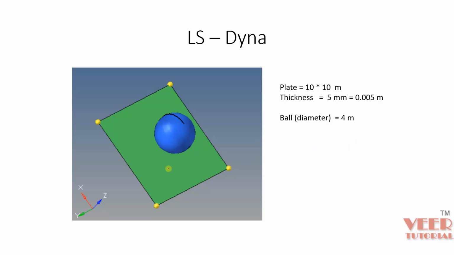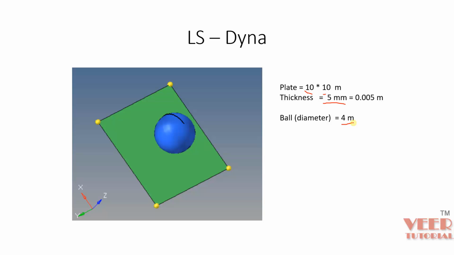Here we can see in this picture we have a plate and we have a ball, and this ball is going downward and then hitting the plate. Here we can see the dimensions of this plate. This plate is 10 by 10 meter. The thickness of this plate is 5 mm and the ball is of diameter 4 meter. Here we are going to create the ball as a solid part, and for the plate we are going to use the shell element. It means we are going to use the mid surface and then we will apply the thickness to that mid surface.